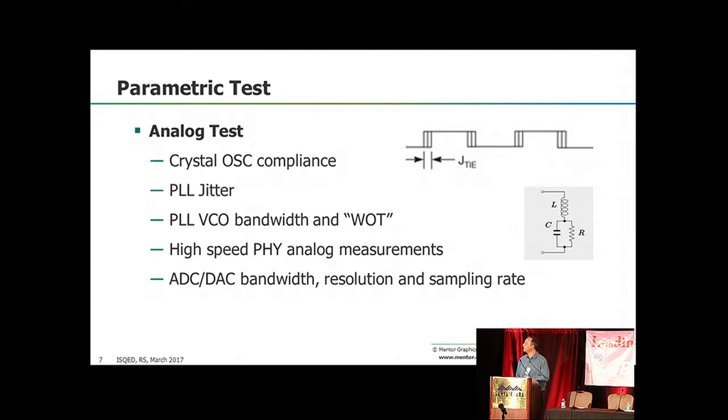Okay, parametric test. So parametric test is basically your analog test, right? If you've got a crystal oscillator, you've got a PLL, you want to measure things like jitter, you want to measure the VCO, you want to see if your PLL goes in wide open throttle. You want to make some analog measurements on a high-speed PHY, your analog to digital, your digital to analog converters. You want to measure things like the bandwidth, the resolution, the sample rate.